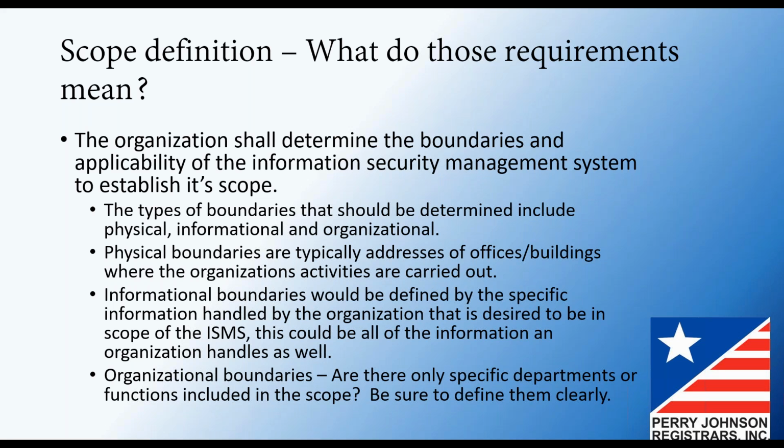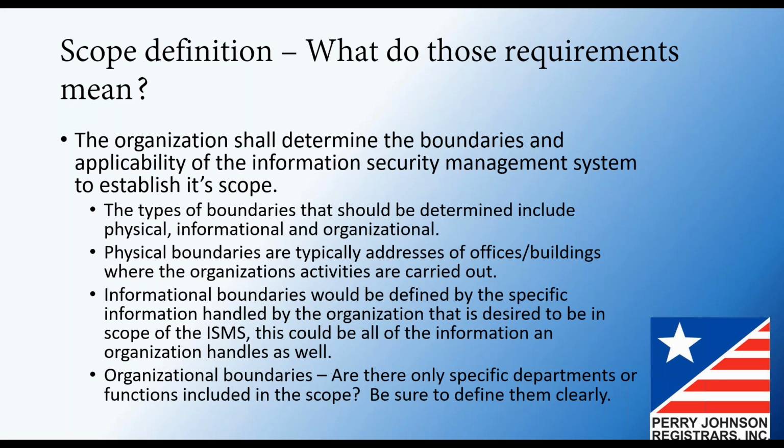So what do those requirements mean? Let's take a little bit deeper dive into some of those specific requirements. The standard talks about determining the boundaries of applicability of the information security management system to establish its scope. These types of boundaries should include physical, informational, and organizational. When we're talking about physical boundaries, you can think of addresses of offices or buildings where the organizational activities are actually carried out. In terms of informational boundaries, you can think about the specific information handled by the organization that is desired to be in the scope of the ISMS.